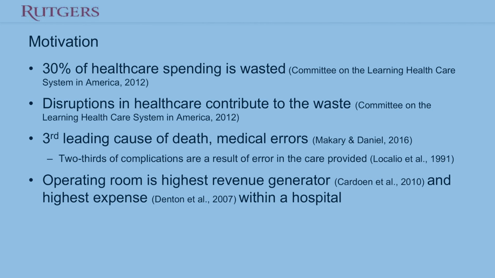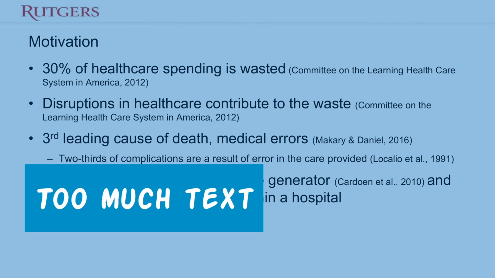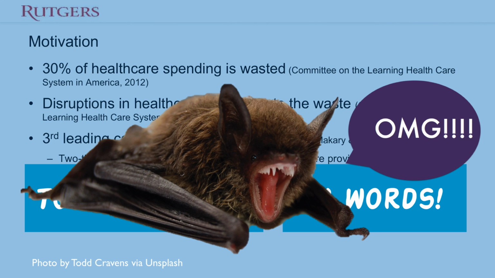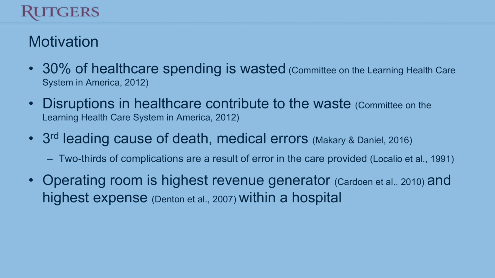Now let's talk about what can be improved. Well, the first thing is the amount of text. There's too much of it. I counted, and it's 81 words, which on my BATS scale is a score of 0 for, oh my God, please end my suffering. Sorry, David.